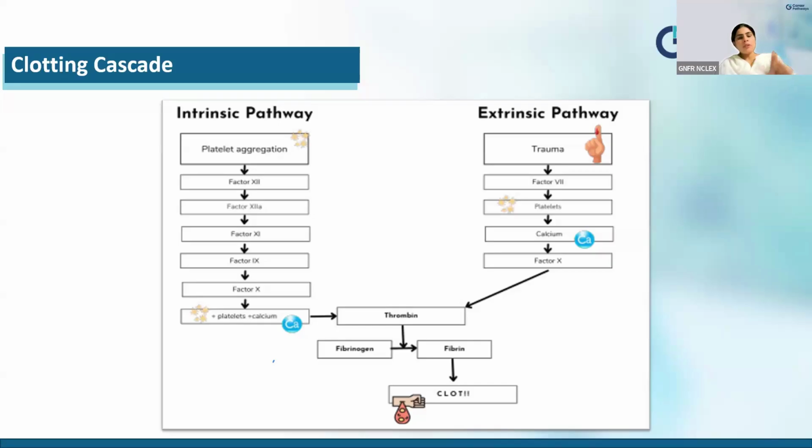Okay. So then on the last part, what happened? They will all work together, whether it's an injury outside or inside. Ultimately, at the step of factor 10, they will stimulate thrombin, and thrombin then converts fibrinogen to fibrin. And after fibrin, what happens? The clot formation will occur.